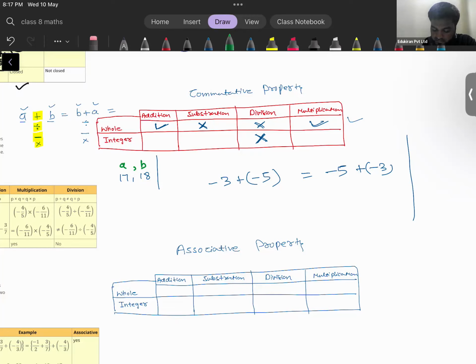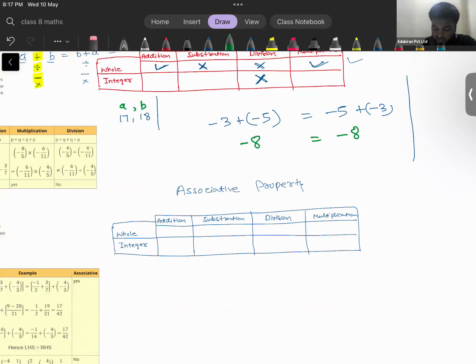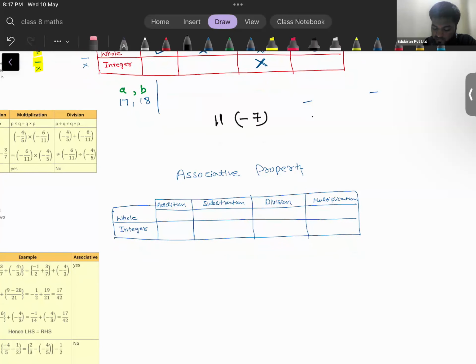Minus 3 plus minus 5 will give you what? Minus 8. And this will also give minus 8. Let's take another example. Now this time take a positive and a negative integer. Let's take 11 and minus 7. Okay, let's check it for addition.